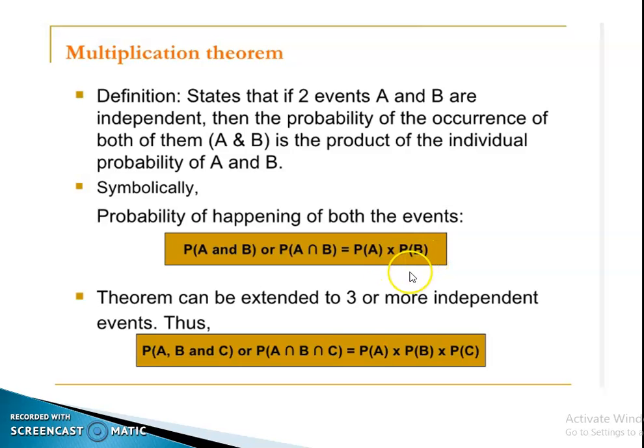This theorem can be extended to three or more independent events. For three events A, B, C, probability of A, B and C, or probability of A intersection B intersection C is equal to probability of A multiplied by probability of B multiplied by probability of C.